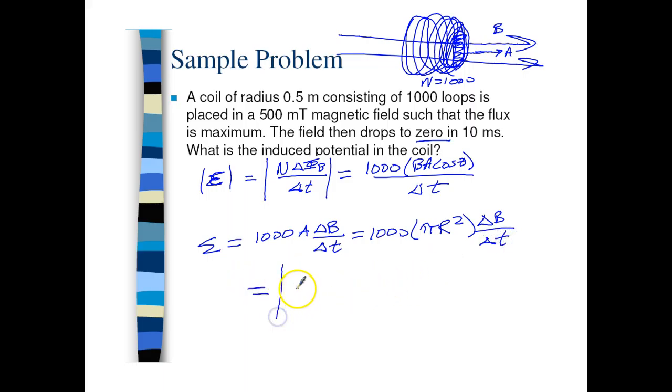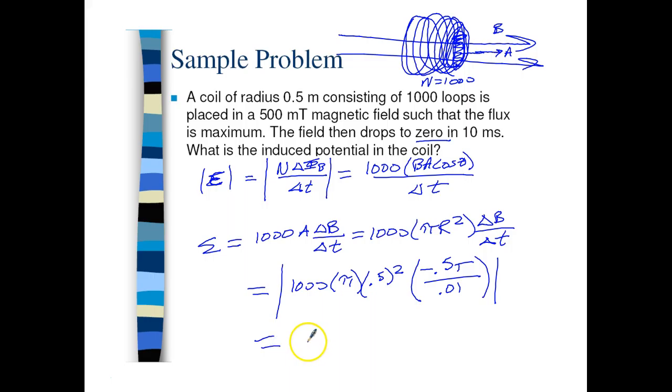All right, here we go. Let's do the absolute value of this. This is going to be 1,000. We know pi is just pi. We have a radius of 0.5, so we need to square that. And then here's our change in magnetic field over change in time. Because our final is 0 and our original is 500 millitesla, we subtract the two and you get negative 0.5 teslas over 10 milliseconds, which is 0.01 seconds. This is why we're doing absolute value: if we go from a high magnetic field to 0, you're going to get a negative value, but we really just want the magnitude here.